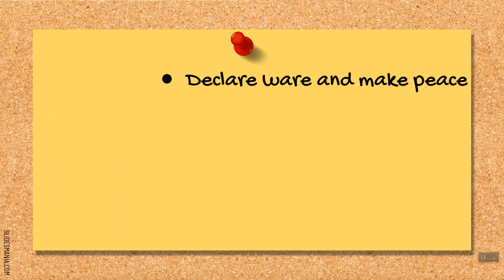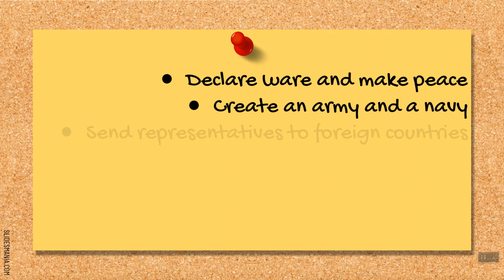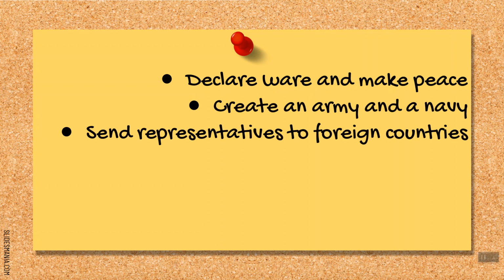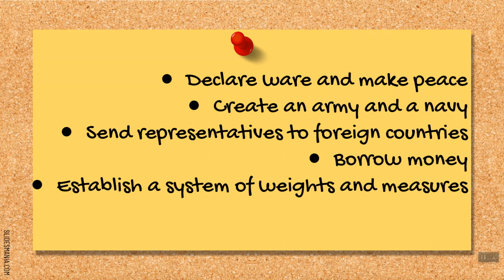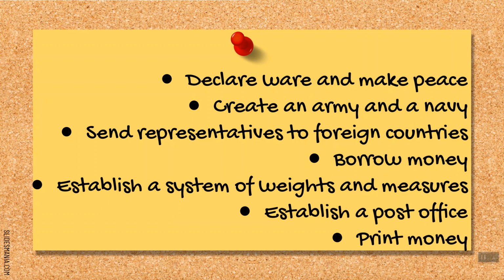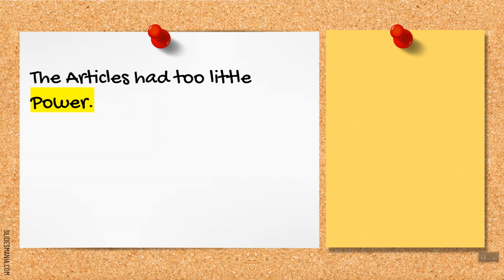So these are the kinds of things that the central government could do. And it sounds really good, and I'm going to tell you why it didn't work in a minute, though. So first, under the Articles of Confederation, the Congress could declare war and make peace. They could create an army and a navy, and they could send representatives to foreign countries. They could borrow money, and they could establish a system of weights and measures, and they could establish a post office. And they could print money. So, sounds like some pretty powerful, big things. But they had too little power. The articles did not have enough power to work. They didn't end up working very well. That's why it's not used today.